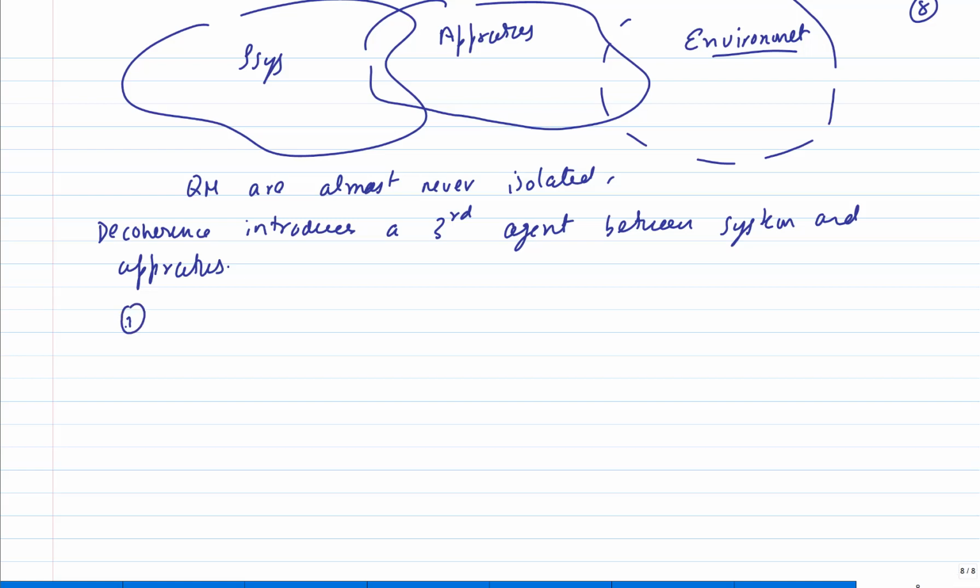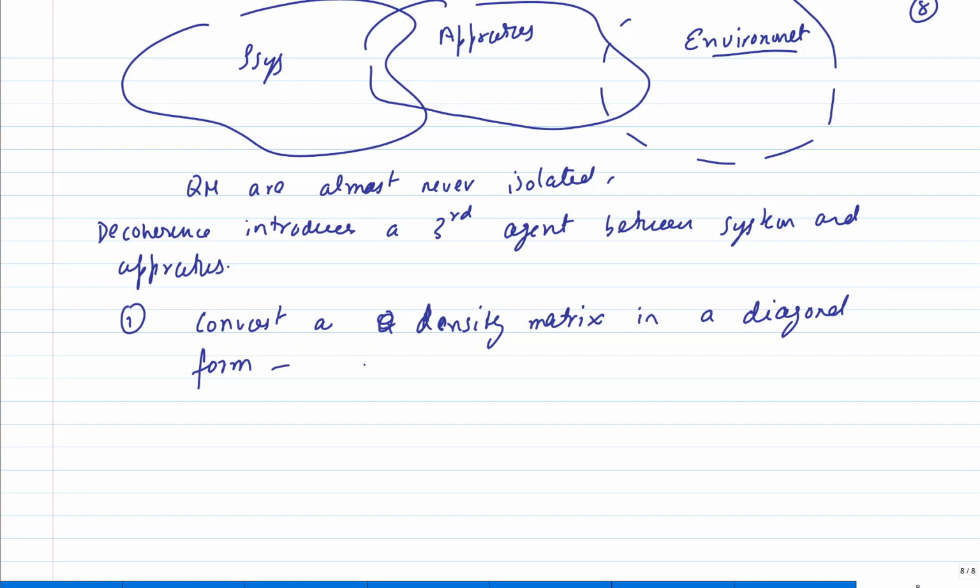And what does decoherence accomplish? Well, first, it converts a density matrix into a diagonal form, so that it can be interpreted as purely classical probability outcomes.